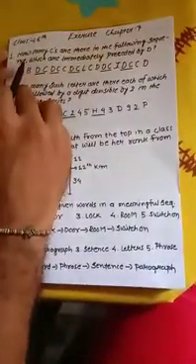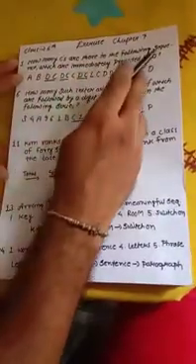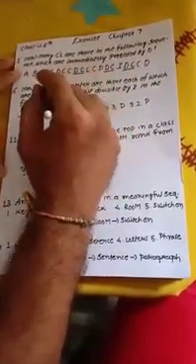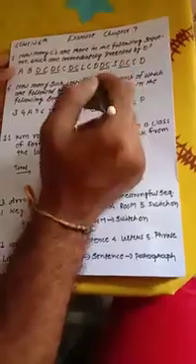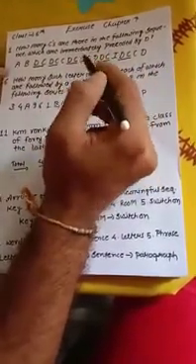Now come to question number one, which says: how many C's are there in the following sequence which are immediately preceded by D? That means in the given series we have to find out how many C's are immediately preceded by D. The meaning of preceded is that before the C there should be a D.